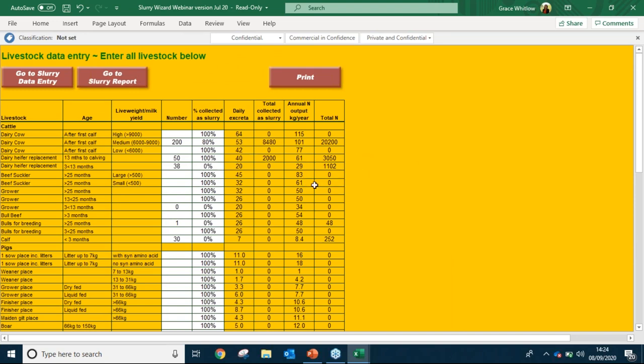So the next scenario is that this farmer's son returns from college, and he's an ambitious sort. He's learned lots of things at college, and he wants to up the output. So these beef cattle are all gone. We're going to replace them with some more cows.